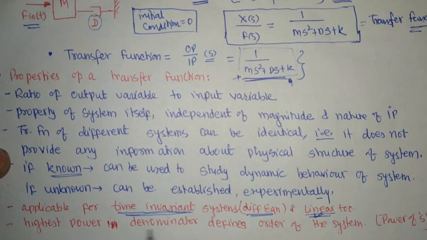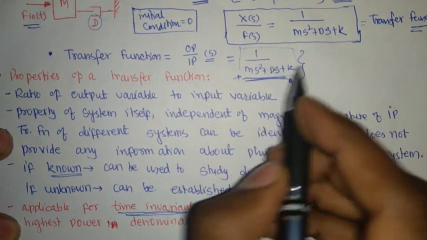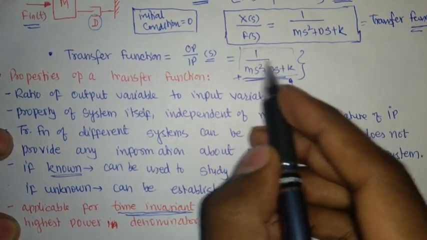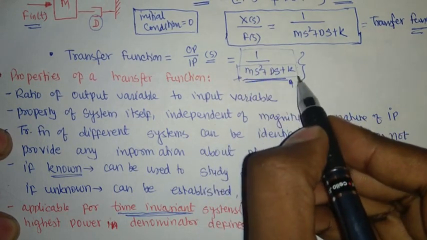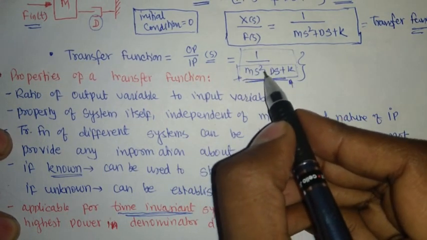Now, the highest power in the denominator defines the order of the system. Whatever is the maximum power of s in our denominator, that will give me the order of this system. Now, the numerator can have certain values. Don't think that the numerator cannot have anything here. Simply, whatever is the maximum power in our denominator, that is s square.